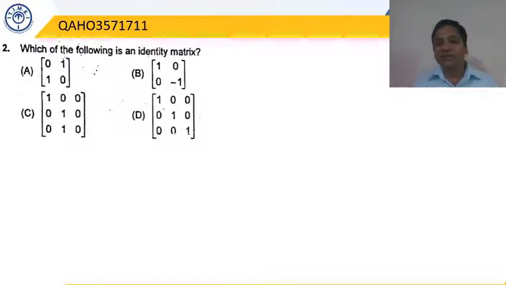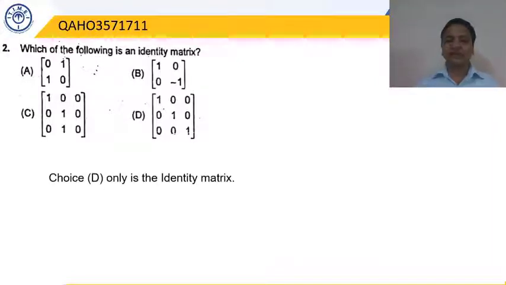It's a square matrix having elements in diagonal. All elements are same, and that too 1. So it's an identity matrix. So we can say clearly D only is the identity matrix. Rest are not the identity matrix. So option A, option B, option C goes out. Only choice D remains. So we should mark choice as D.